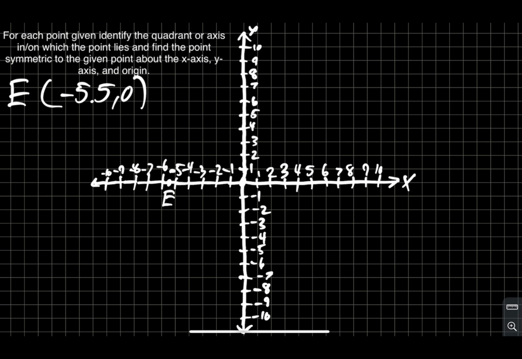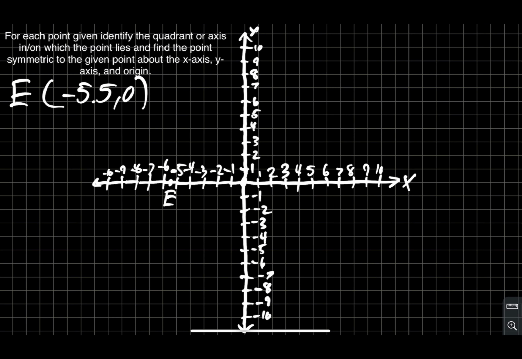Now for point E, which quadrant is point E in, or which axis is point E on? So point E is on your x-axis. It's not in any quadrant. I mean, the E, this little symbol right here, is in the third quadrant, but the actual point is on the x-axis. So our first step is determining what quadrant or axis point E is on. So point E is not in any particular quadrant. However, it is on the x-axis.